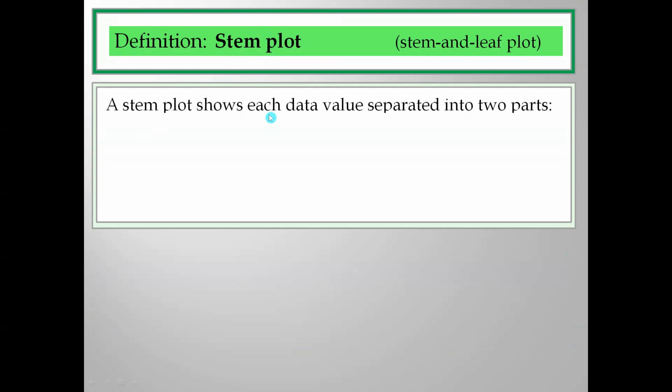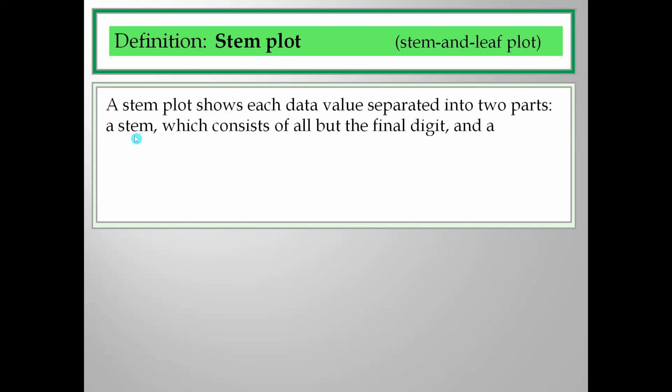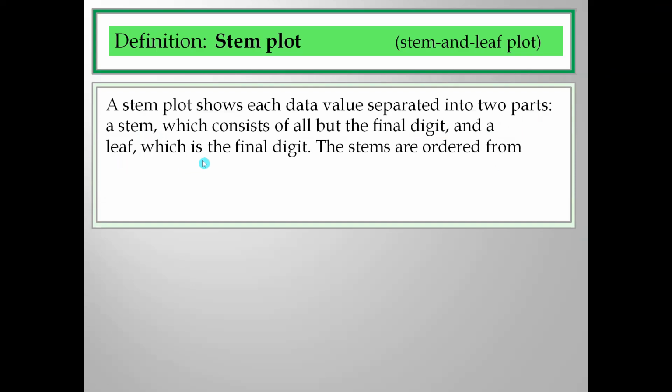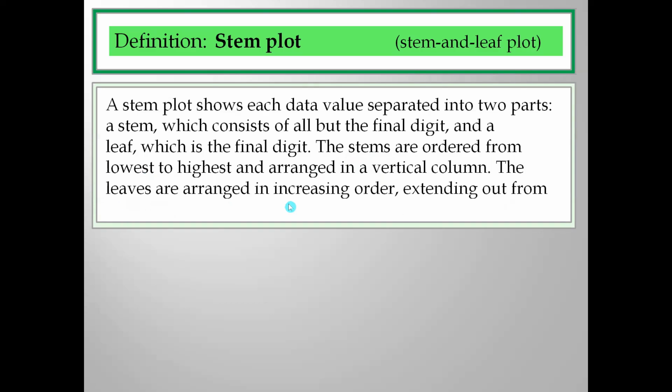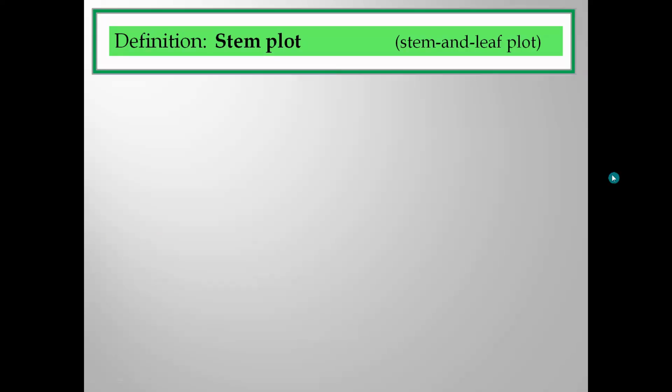A stem plot shows each data value separated into 2 parts: a stem, which consists of all but the final digit, and a leaf, which is the final digit. The stems are ordered from lowest to highest and arranged in vertical columns. The leaves are arranged in increasing order, extending out from the appropriate stems.